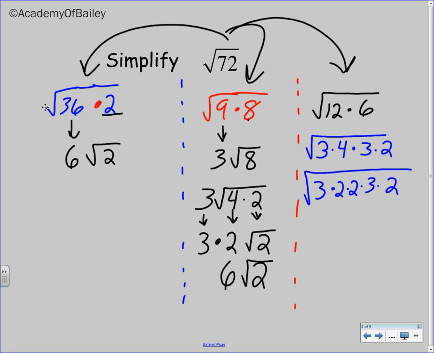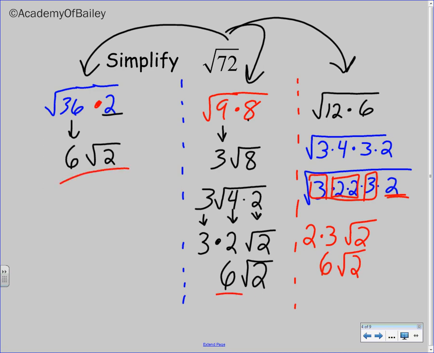Now remember, if we're going to pull these outside, we have to pull these out in pairs. Okay? Right there. That's a pair of 2s. So they come outside without the radical. Right here, it's a pair of 3s. Comes outside without the radical. And this 2 right here is the only 2 without a pair with it. So it stays inside, underneath the radical. 2 times 3, 6 times the square root of 2. And you notice now how we have the same answer for every single one.